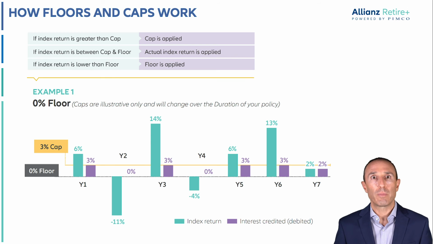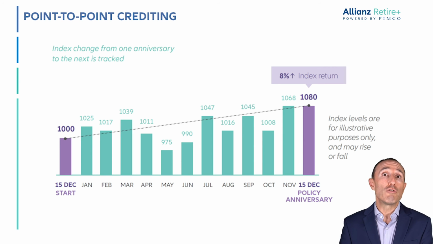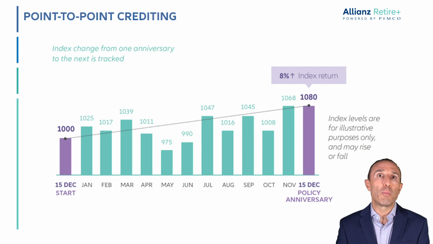applied to the policy. With regards to interest payments, we use an annual point-to-point crediting method to determine how much interest we credit or debit to the account at each anniversary date. So what this means is that we look at the overall change in the index between 2 points in time, and not at the index movements that occur during the year.